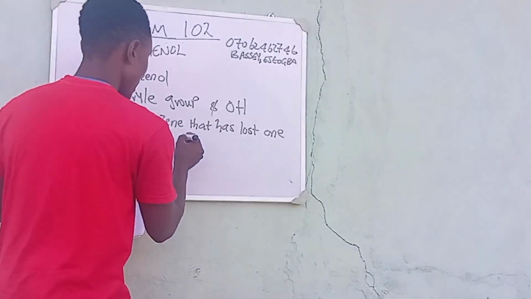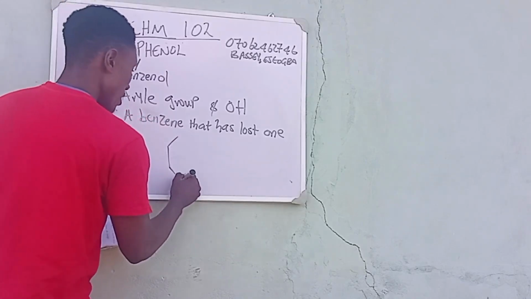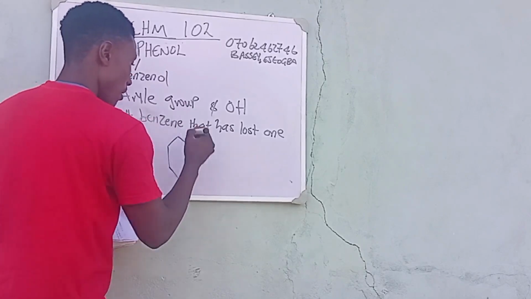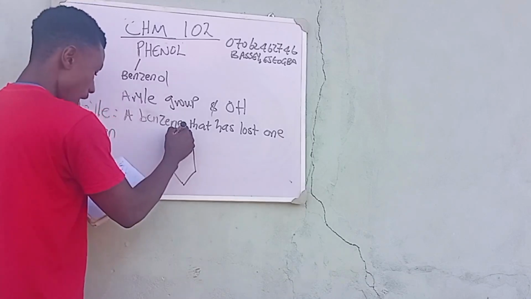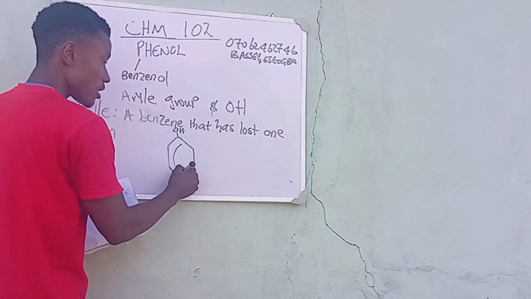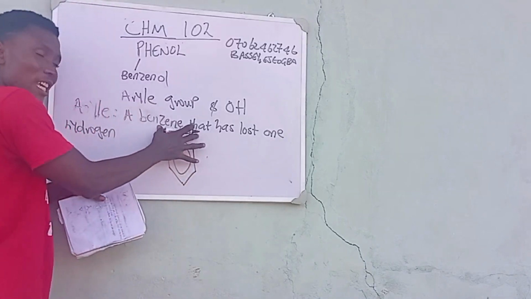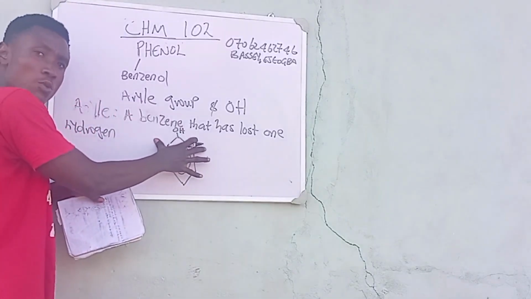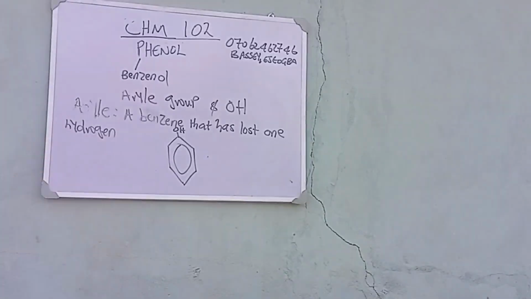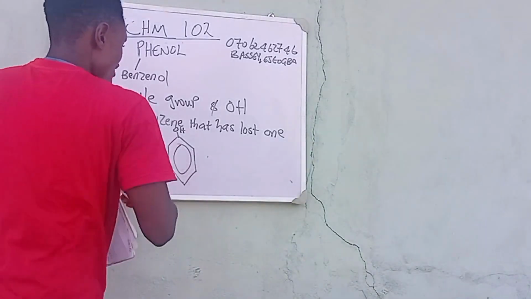So we have our benzene. This is our benzene with our word OH. Remember I talked about the word OH, right? So this is our aryl. Now this particular structure is what is known as phenol. So this structure here is known as phenol.